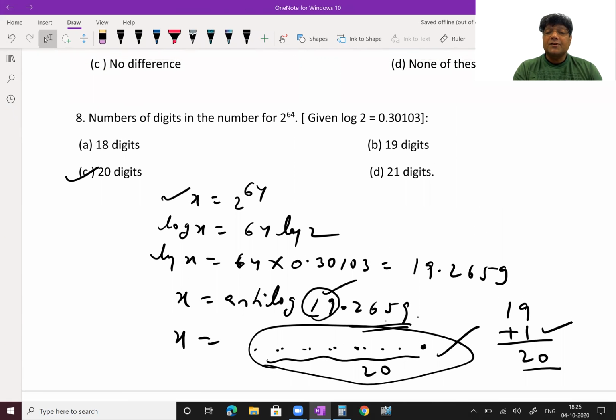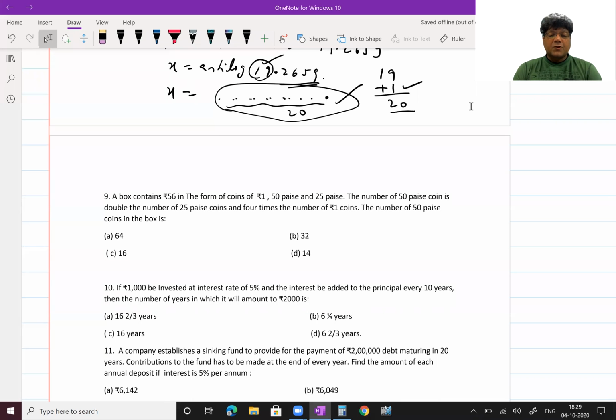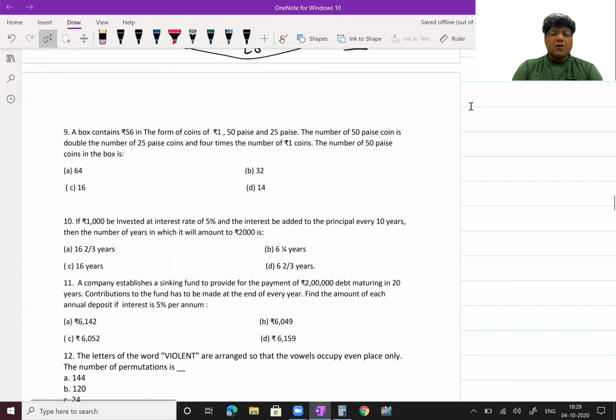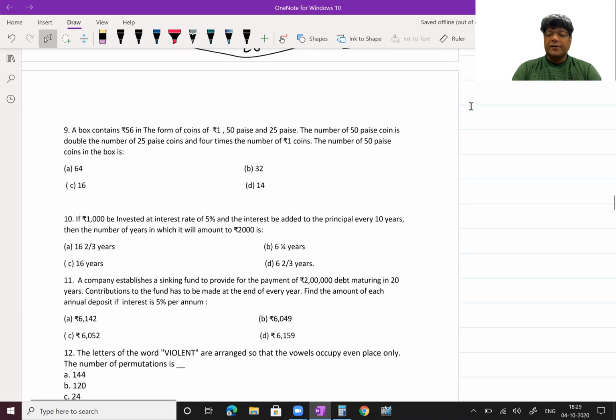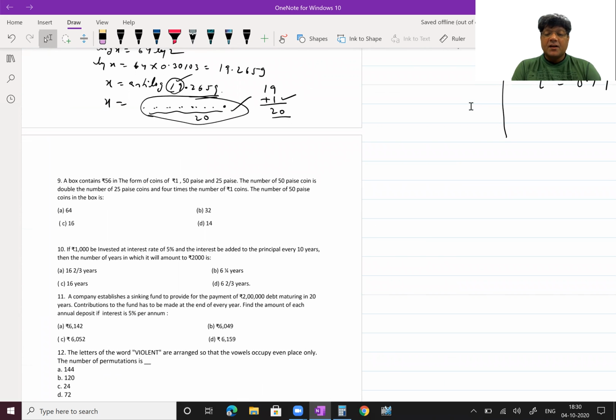Question number 9. A box contains 56 rupees in the form of coins of 1 rupee, 50 paise and 25 paise. The number of 50 paise coins is double the number of 25 paise coins and 4 times the number of 1 rupee coins. Now see, 1 rupee coin, then 50 paise coin, then 25 paise coin. Now these are in paise and this is in rupee.